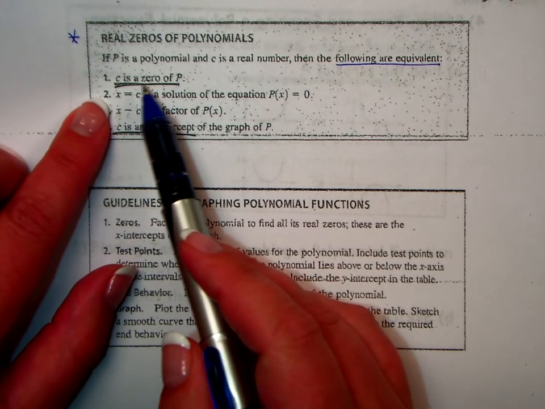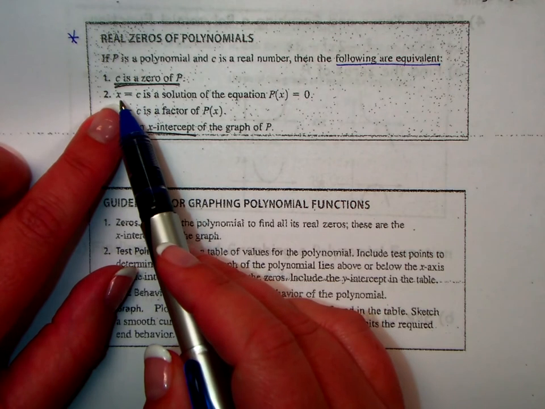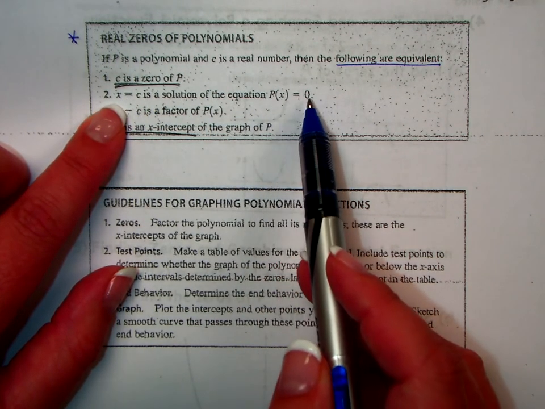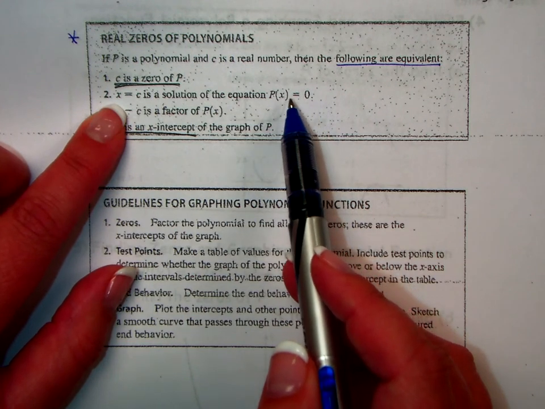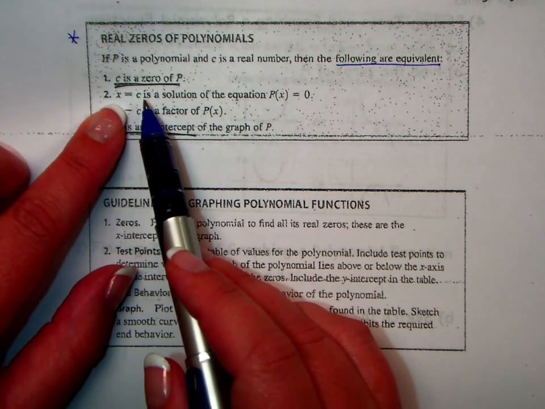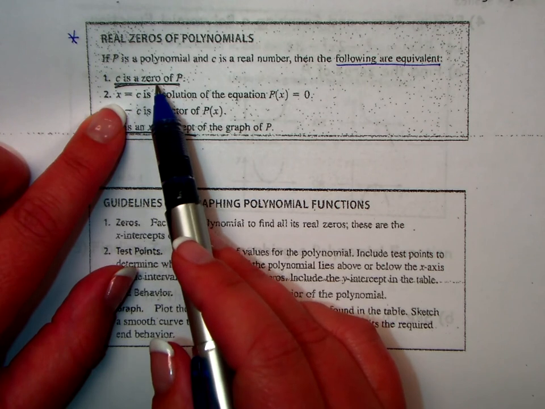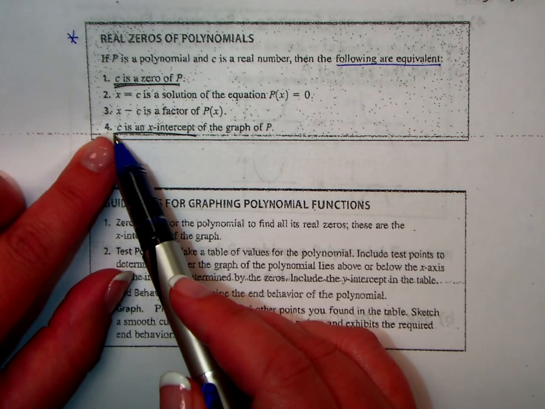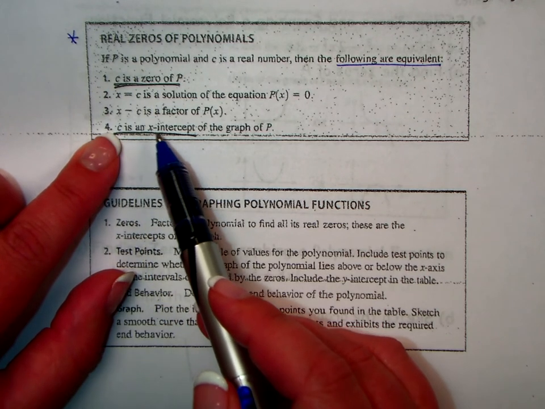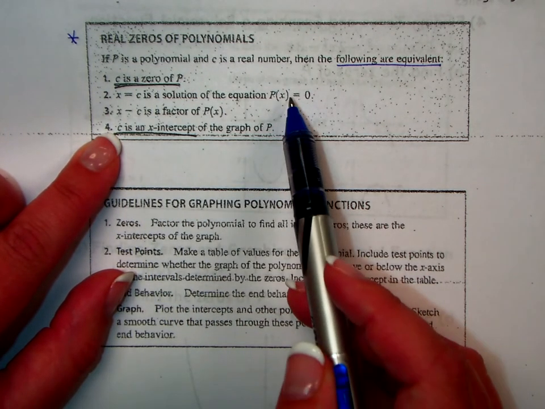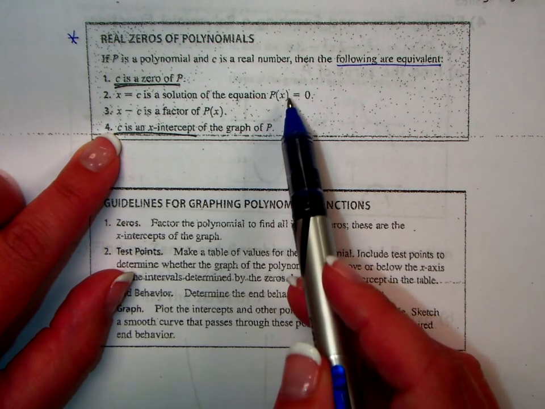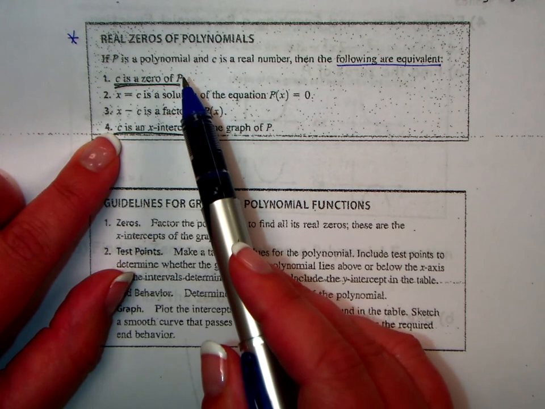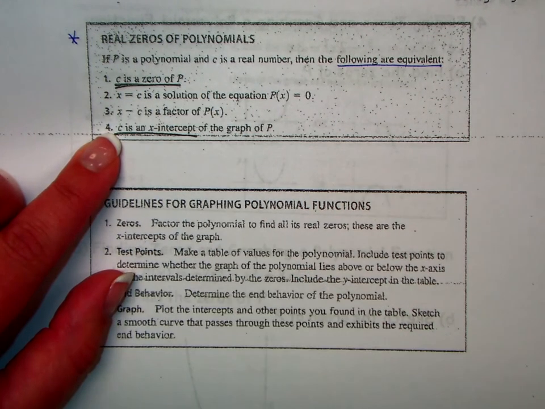Right, because to say C is a 0 is the same thing as saying x equals C is a solution of the equation P of x equals 0. So if we were to set a polynomial equal to 0 and find all the solutions, C is a solution, C is a 0. Okay, they're the same things, right? Number 4, I'm going to skip down to number 4. That's the same thing as saying C is an x-intercept of the graph. So when we set the function equal to 0, we're really finding the x-intercepts. So the solutions are the same things as the x-intercepts, which is what we call a 0 of the polynomial.